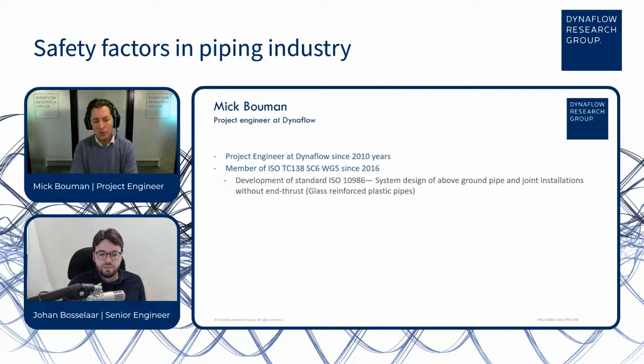Under that subcommittee, working groups are defined, and they have experts who have experience with a specific topic, and they are asked to make standardization documents. One of those standardization documents is the system design of above ground pipe and joint installations without end thrust.